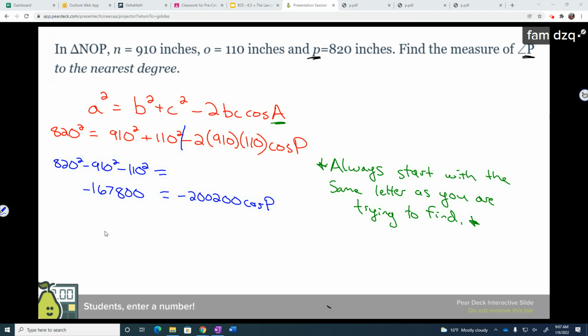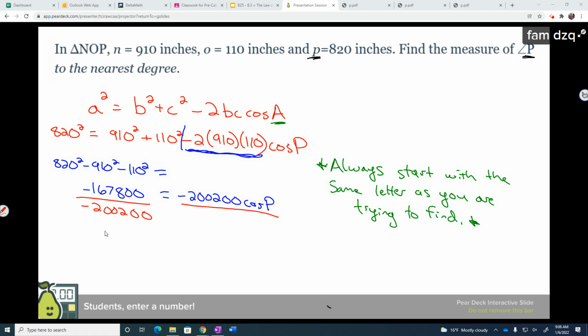Is anybody confused on how I got from here to here? All I did was subtract these two over to get this, and then I just multiplied these three things here to get this number. So then the next thing is to divide, right? I need to get the P by itself, so I'm going to divide both sides by this number attached to the cosine of P. So divide by negative 200,200. Notice again, they're both negative, so the negatives will cancel and become positive.